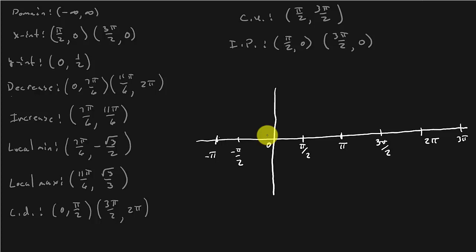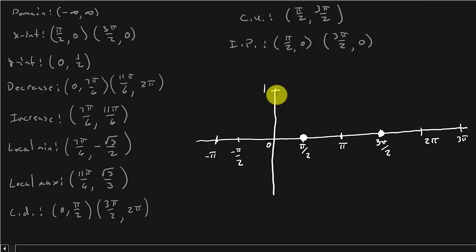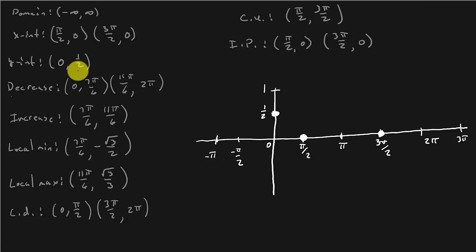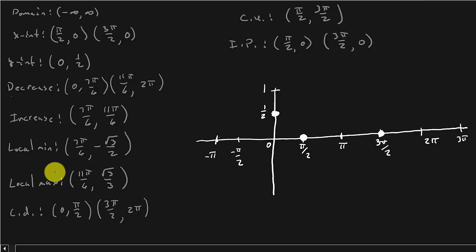All right, so let's see what we've got. Well, we've got our x-intercept, y-intercept. That's at pi over 2, 0, and 3 pi over 2, 0. And let's call this 1 up here, and this is 1/2. So there's 1/2. We got the point 0, 1/2. And then let's see, our inflection. Well, there's our inflection points, pi over 2, 0, and 3 pi over 2, 0.